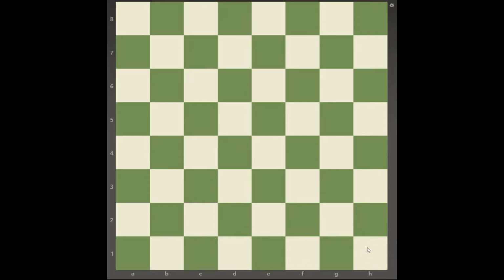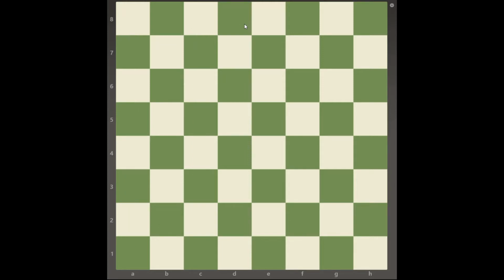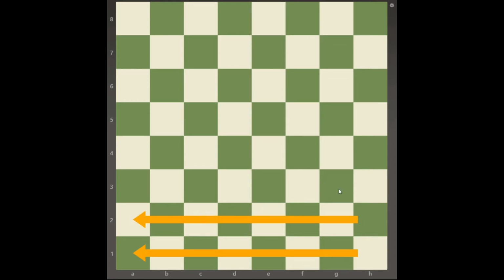If we want to talk about a certain square on the game board, we can use algebraic notation. This is just a fancy way of saying that each file, which are the squares in a vertical, or up and down, line on the board, is labeled with a letter. This is the A file, the B file, the C file, and so on. And each rank, which are the squares in a horizontal or left and right line on the board, is labeled with a number. For example, the first rank, the second rank, the third rank, and so on.